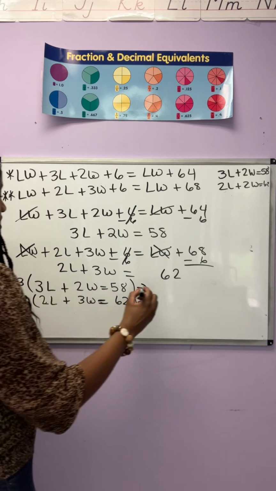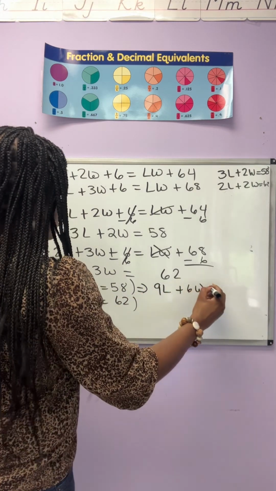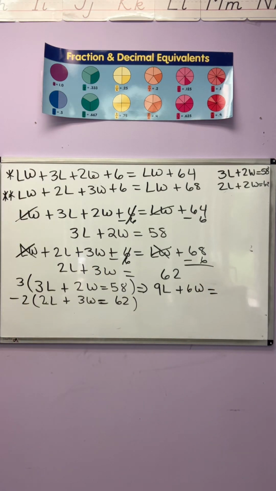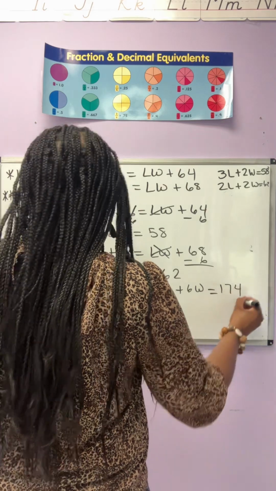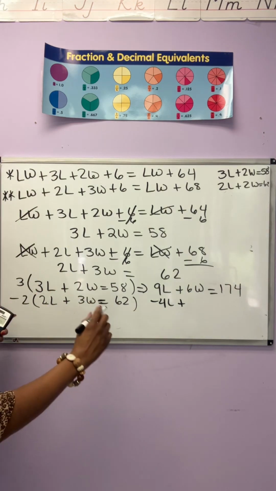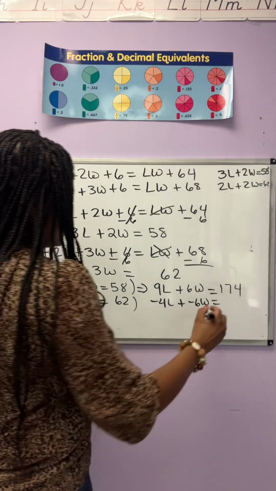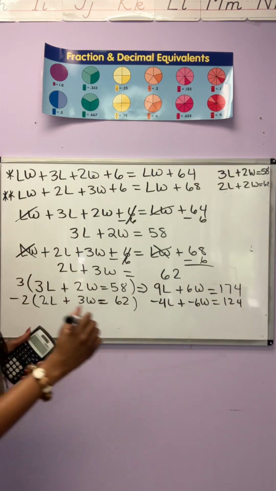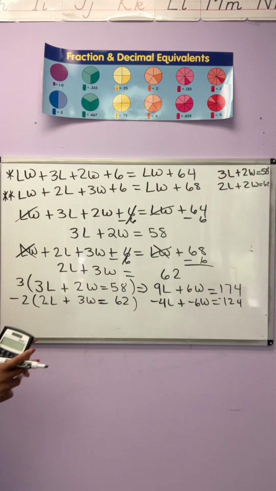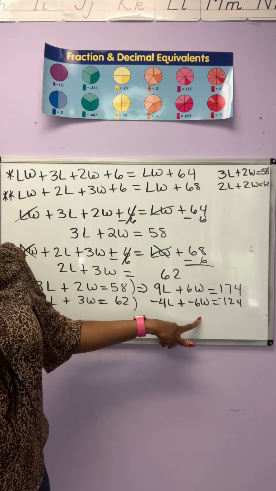So 3 times 3 is 9L. 3 times 2 is 6W. Oh, and I'm going to need a calculator. 58 times 3 is 174. And then over here, negative 2 times 2 is negative 4L. Plus negative 2 times 3 is negative 6W. And 62 times 2, that should be 124. Negative 124. Okay, so you can see that the reason I multiplied by those numbers was because now I can have a positive 6 on top and a negative 6 on the bottom.